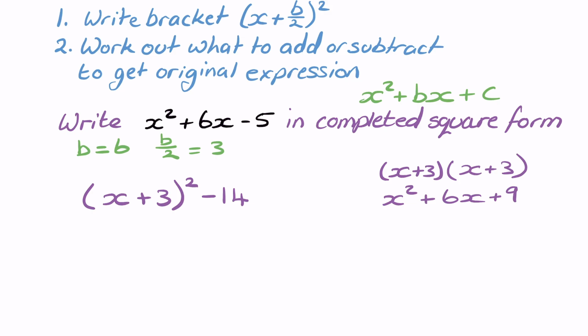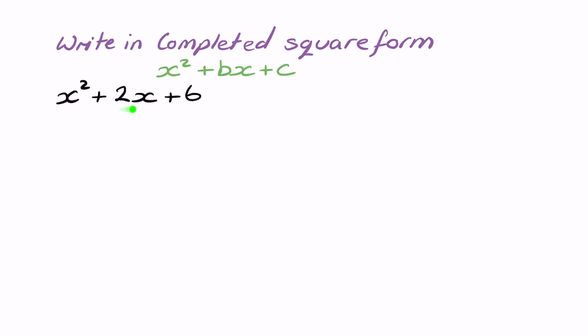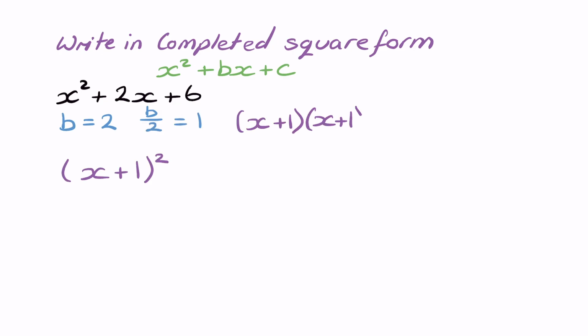Let's go on and try a few more. We have x squared plus 2x plus 6. I've written the form there again. b equals 2, so b divided by 2 equals 1. Open up the bracket. (x + 1) squared will give us x squared plus the 2x that we want, but 1 times 1 is 1. So at the moment we've got +1, but we want +6. So what do we need to add on to make it +6? And that is 5.